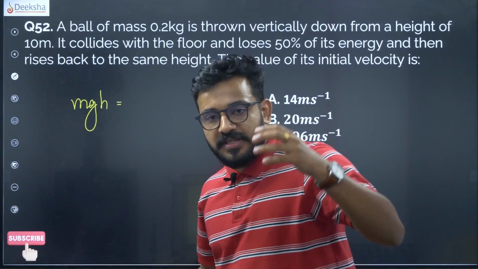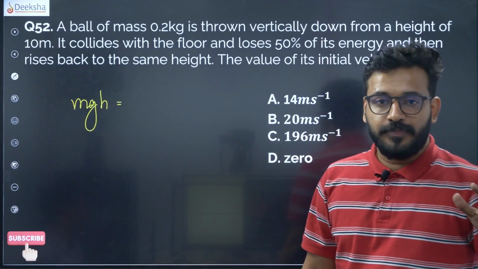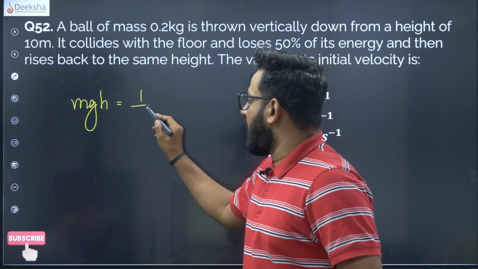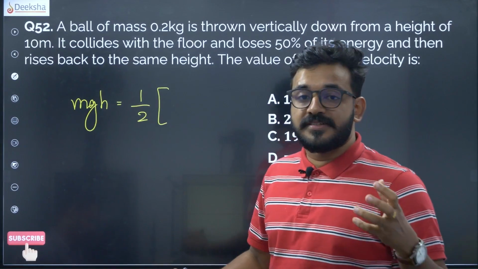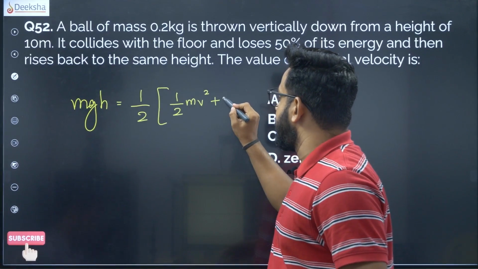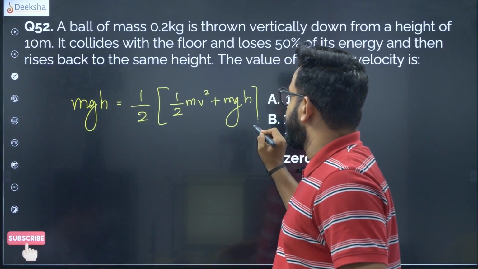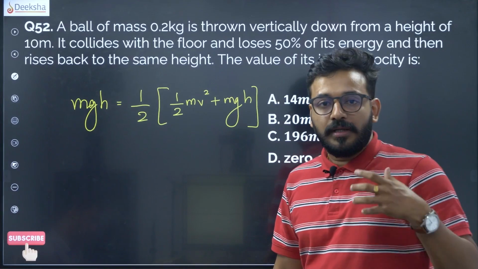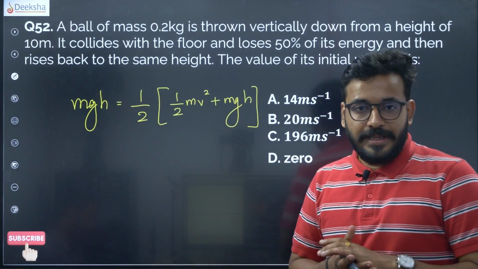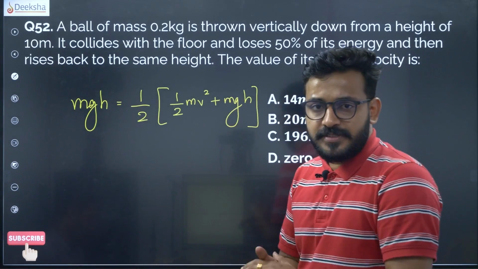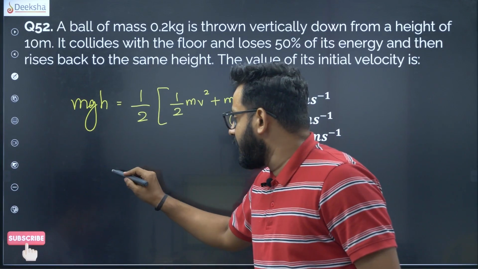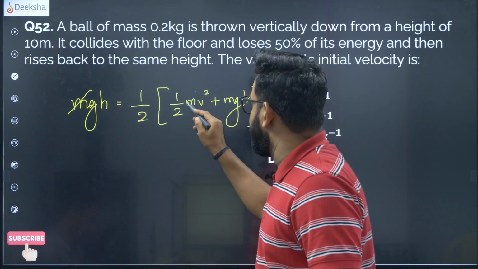Now the ball is coming down, hitting, and losing half. If it loses half, it has half remaining in its body. What is that energy consisting of? It has half mv square and it has mgh. So this is the total remaining in it: half of whatever it was, which is half mv square plus mgh. If you rearrange this, which I leave up to you, you ultimately find the v value. m is common everywhere, so m will get cancelled.